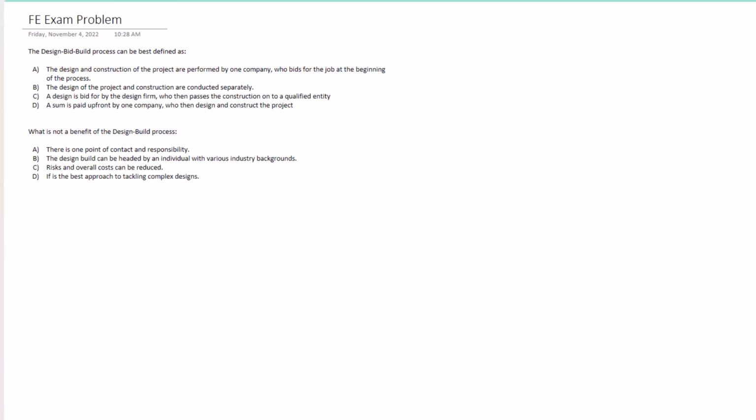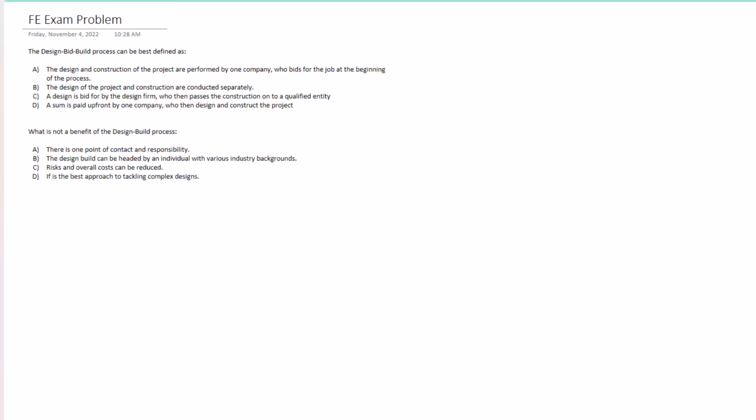So the first one is: the design bid build process can be best defined as. So we've got four definitions here. A is the design and construction of the project are performed by one company who bids for the job at the beginning of the process. B, the design of the project and construction are conducted separately. C is a design is bid for by the design firm who then passes the construction on to a qualified entity. And D, a sum is paid upfront by one company who then designs and constructs the project. So which of these is it going to be?